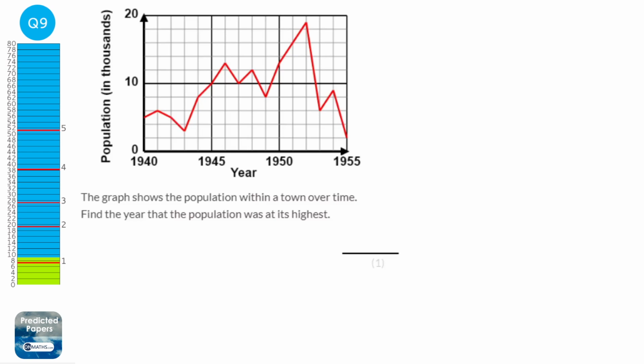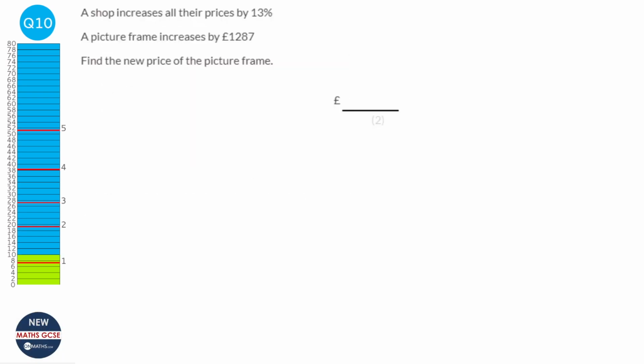So what we need to do is find out where the graph is at its highest, and it's highest here. And if we go down from there, we find out what year it is. Well, these years seem to be going up in 1s, so that's 1950, 1951, 1952. So the answer would be 1952.